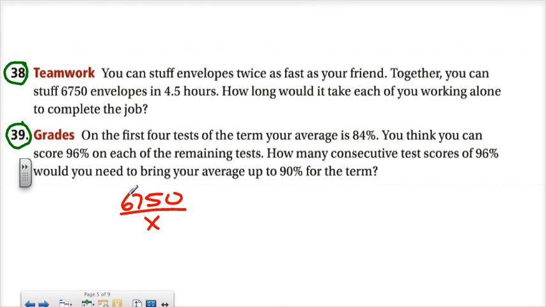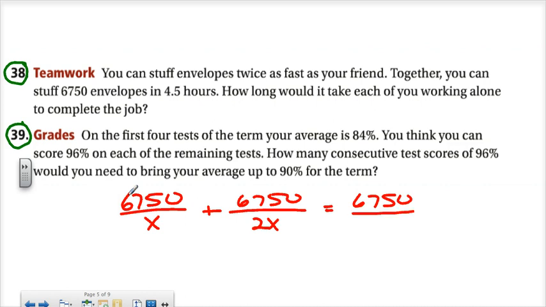And what we are saying is we don't know how fast either you or your friend is. Now, you can stuff envelopes twice as fast as your friend. So we need that x piece to be talking about you, and then twice as long for your friend would be that 6,750 over 2x. Together, that's 6,750 is going to be happening in 4.5 hours.